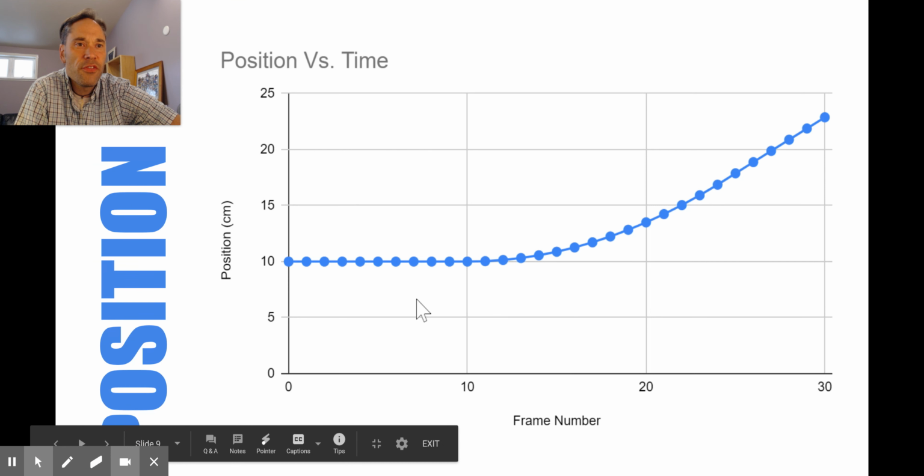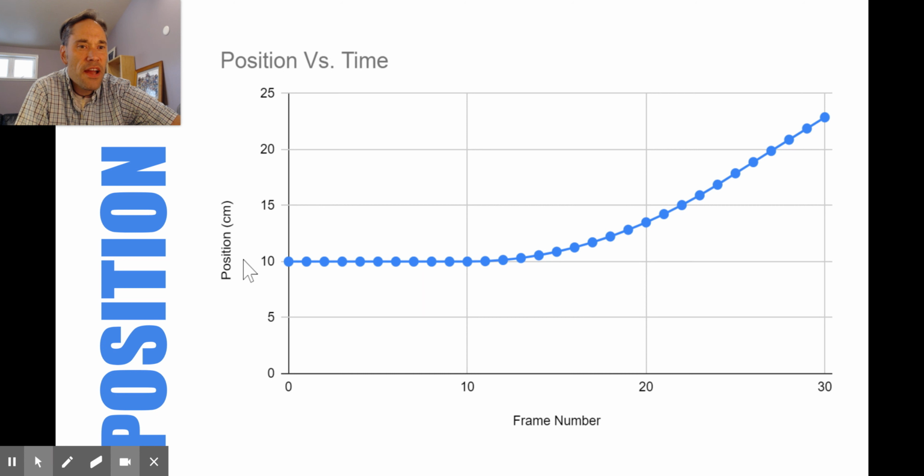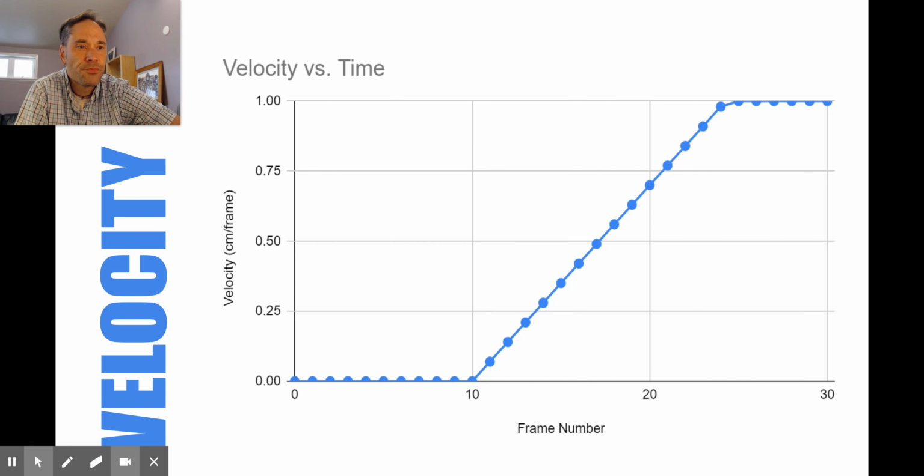I put together some graphs of this data. This is the position graph. That position graph starts out here at 10 centimeters, and it stayed 10 centimeters for a while. It then accelerated for a bit, 15 frames, and then it traveled off at a nice even pace afterwards. So that's how my position changed.